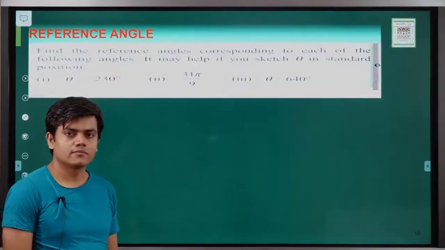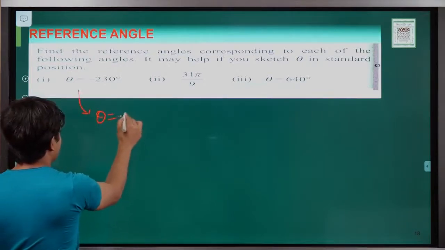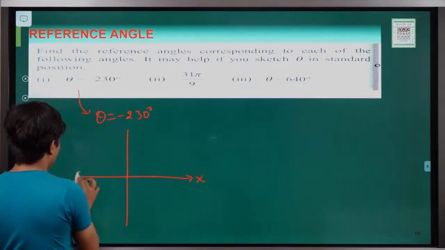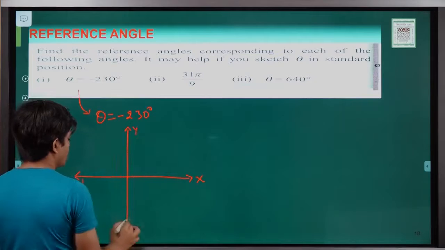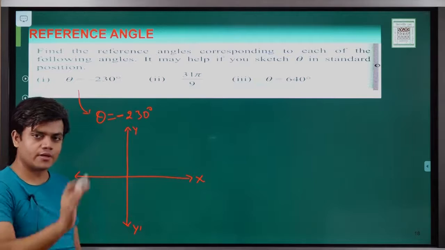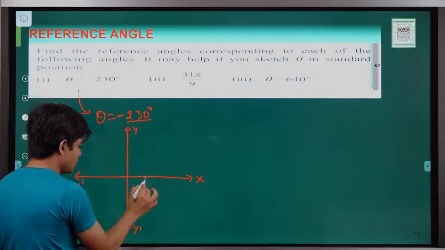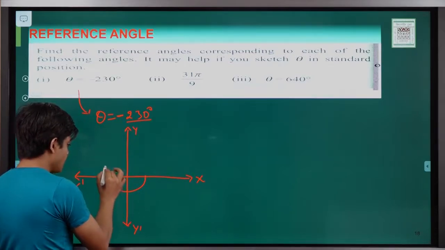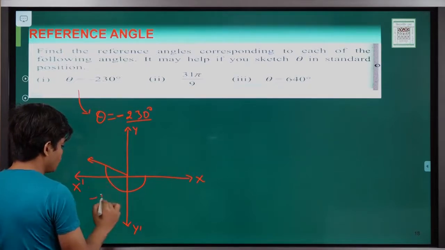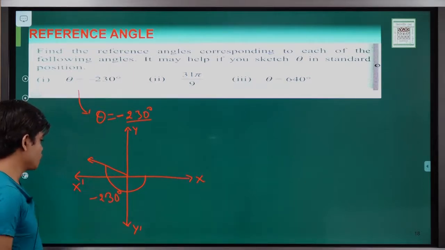Okay, so reference angle is the acute angle between the terminal side and x-axis. So now we have to find reference angles. Yes, our theta is minus 230 degree. So let's draw its position in the quadrant and then we will decide. Okay, as it is negative, we have to move in clockwise direction. And yes, minus 230 degrees. So this is 180 and some more rotation. Okay, this is minus 230 degree.